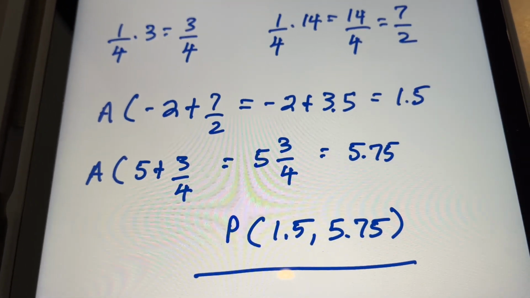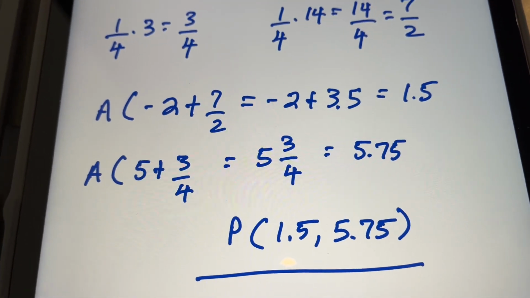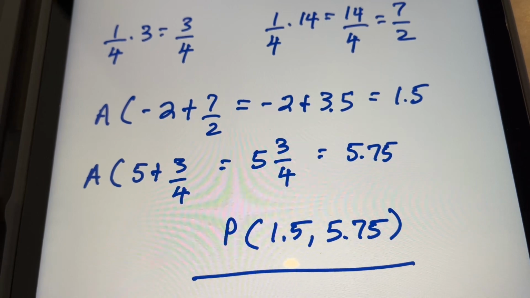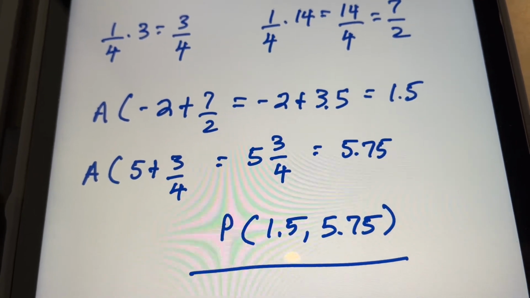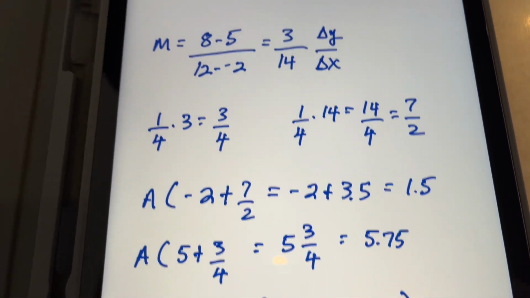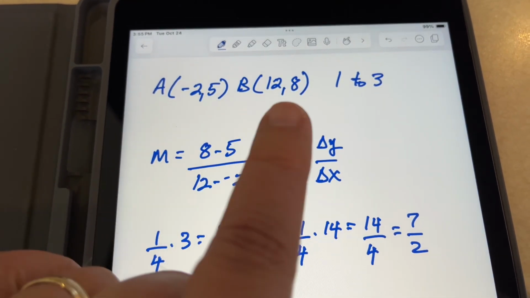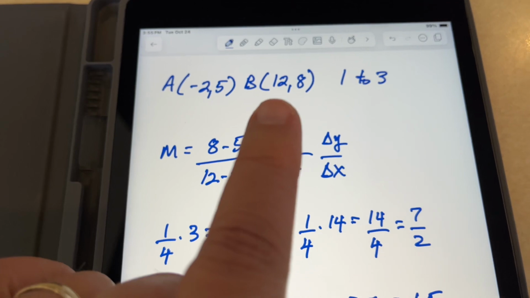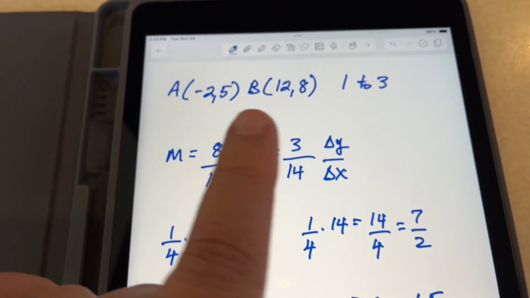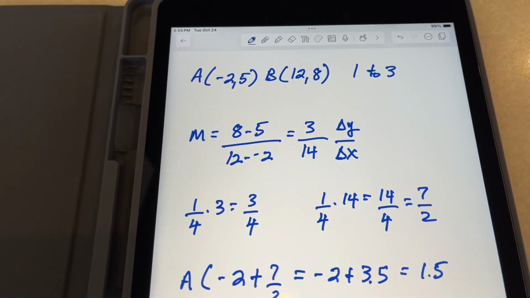So point P will partition AB so that it's in a 1:3 ratio. So this point P is 1.5 and 5.75. So point P is the point along this line segment that will partition that line segment in a 1:3 ratio.